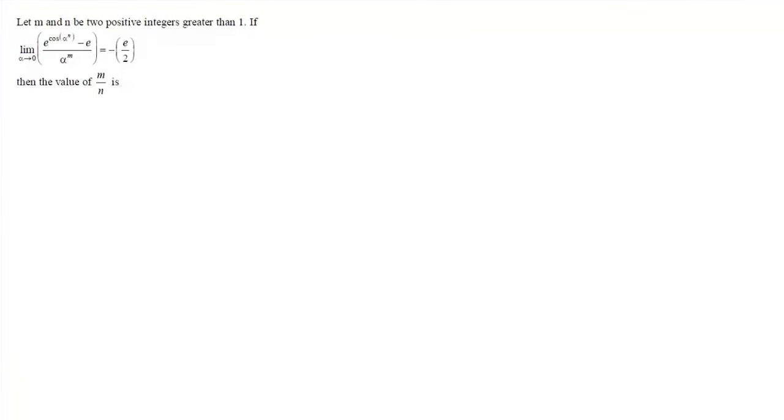Now the question is, let m and n be two positive integers greater than 1, and if this limit, alpha tends to 0, of e to the power cos alpha to the power n minus e, upon alpha to the power m, is minus e by 2, then we need to find the value of m by n.